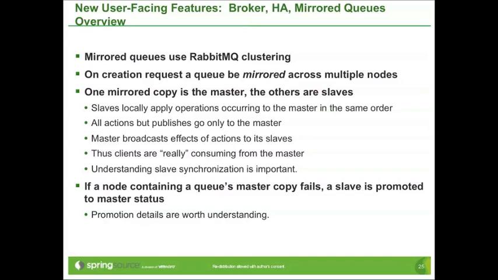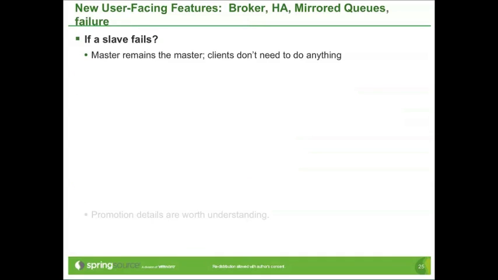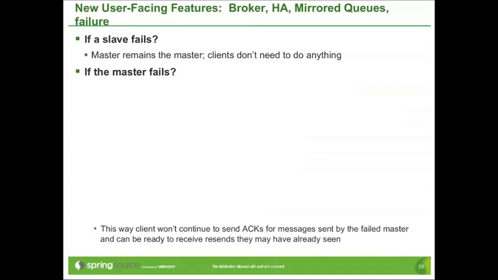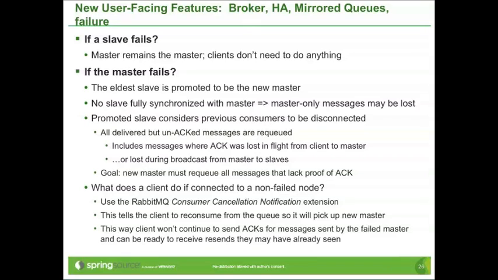So, reviewing the promotion semantics. If the node that contains the master copy of the queue fails, then a slave gets promoted to master status. What if a slave fails? Well, the master remains the master. As far as the clients know, they're consuming off the master and publishing into the master, they don't need to do anything. However, if the master fails, the situation is more complicated.